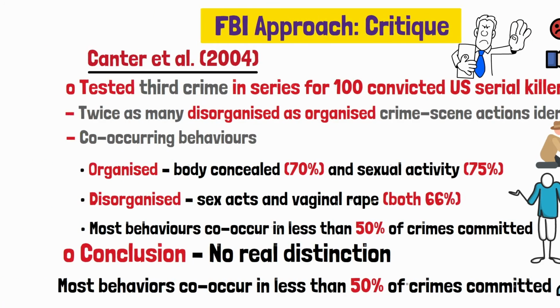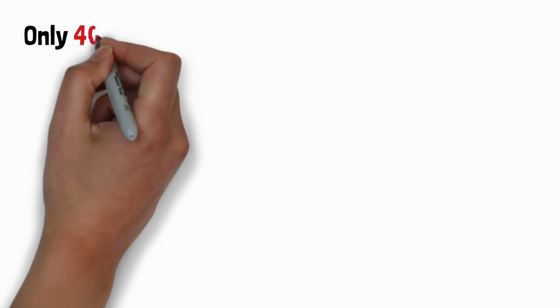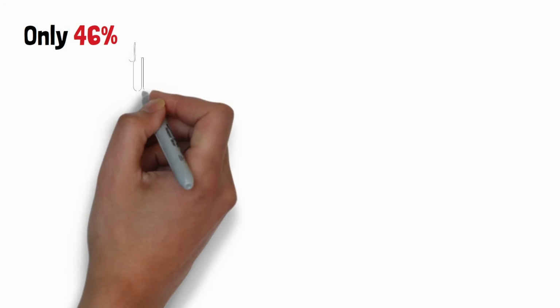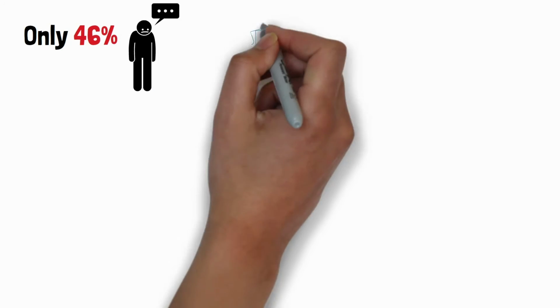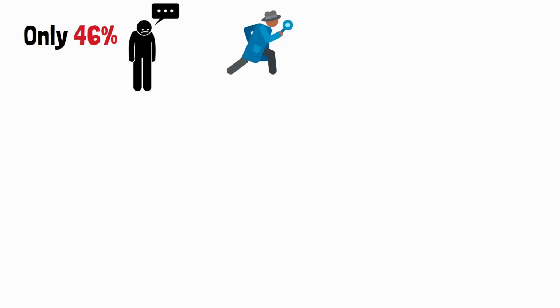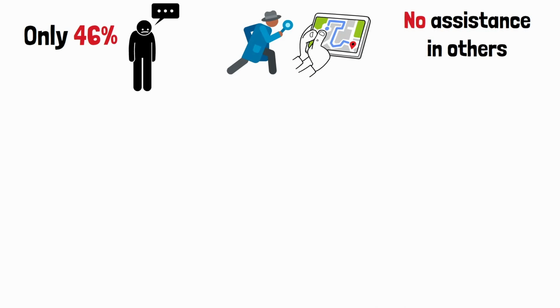Additionally, the perceived usefulness of FBI profiling varies. It's important to note that only 46% of crimes profiled had been solved with information based on what offenders say. While profiles did help focus investigations and locate suspects in some cases, they were of no assistance in others.